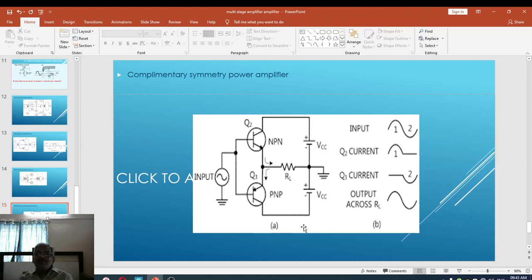Whereas between both the collectors, the supply voltage VCC is connected. Half of the supply is connected to the upper transistor, half of the supply is connected to the lower transistor with the required polarity. And the load across which we have to obtain the output power is connected between emitter and that of the ground.